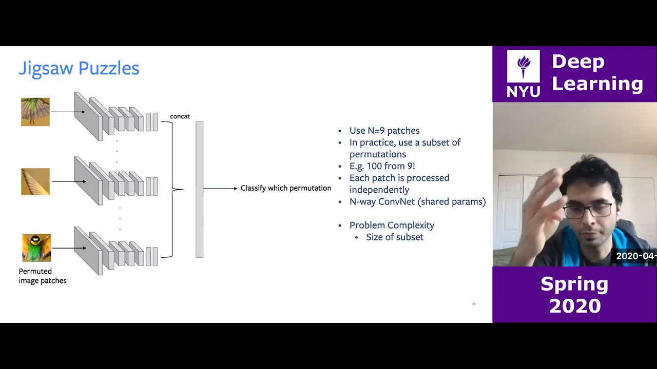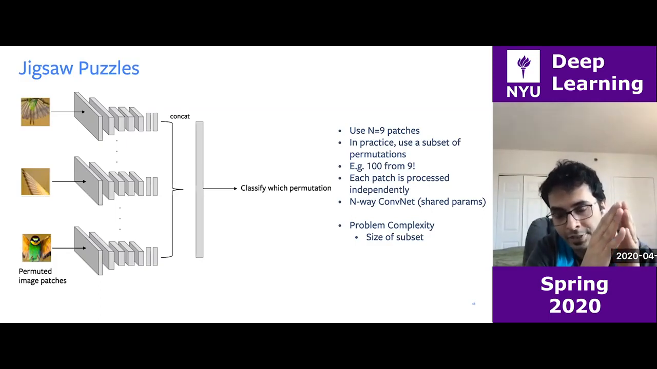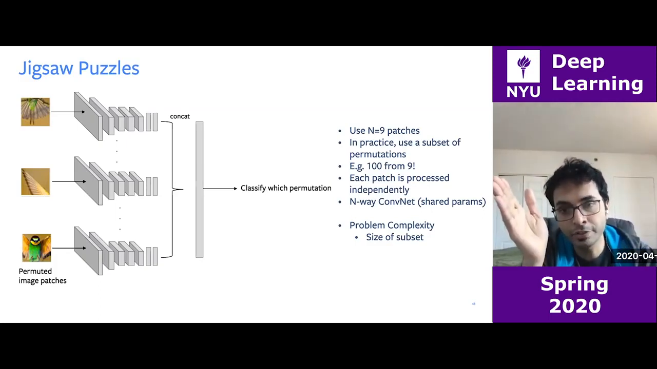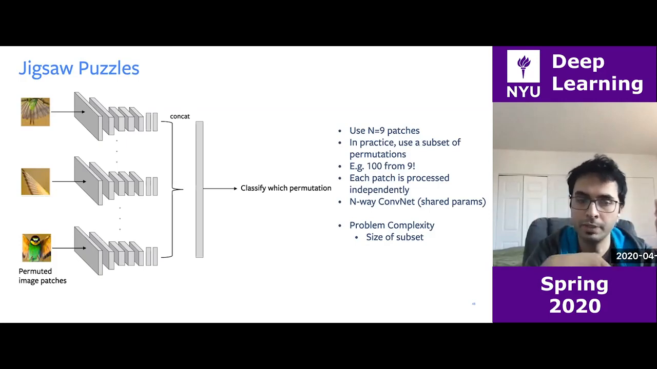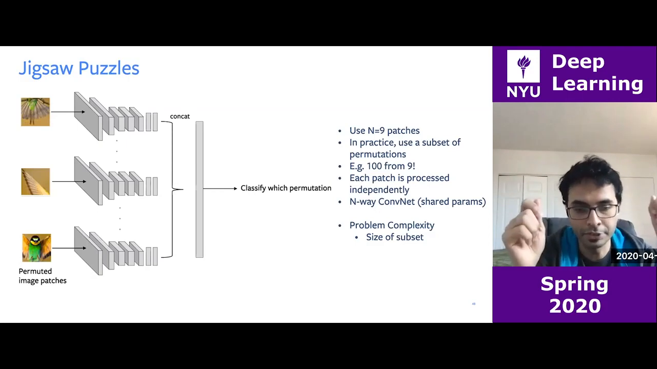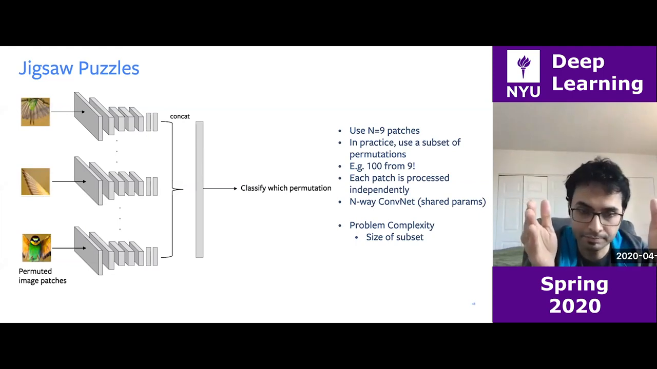Of course, when you're trying to perform this classification at the end, this means that your fully connected layer should have 360,000 output neurons, which is a very large number. So in practice, what the authors did was use a subset of permutations. Say they sample 100 permutations from the 9 factorial permutations, and then perform this 100-way classification.